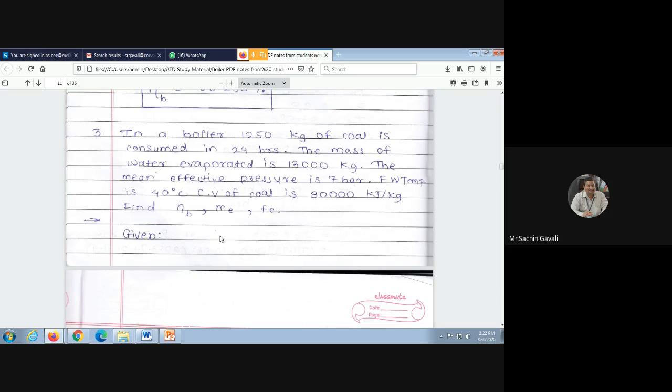So in a boiler, 1250 kg of coal is consumed in 24 hours. The mass of water evaporated is 13,000 kg. The mean effective pressure is 7 bar. Feed water temperature is 40 degrees Celsius. CV of coal is 30,000 kilojoule per kg. Find eta boiler. ME means here we can consider MA, and FE. Okay.